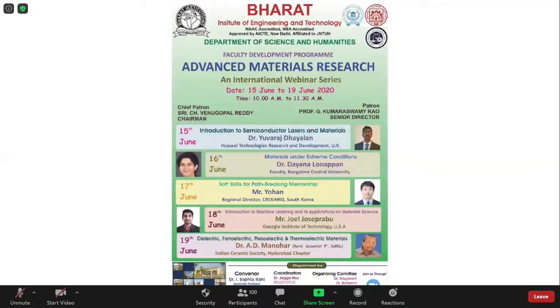The first day, we listened to a lecture about introduction to semiconductor materials and laser materials, right? The second day, we listened about materials under extreme conditions. And the third day, we listened to a very special lecture, about soft skills, about path-breaking mentorship. And today is going to be much more special. It's going to be about introduction to machine learning.